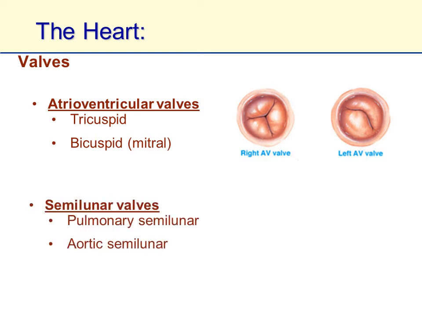The other type of valves is the semilunar valves. عندنا البلمونري semilunar valve والaortic valve. البلمونري between the right ventricle and the pulmonary trunk, while the aortic valve is between the left ventricle and the aorta.